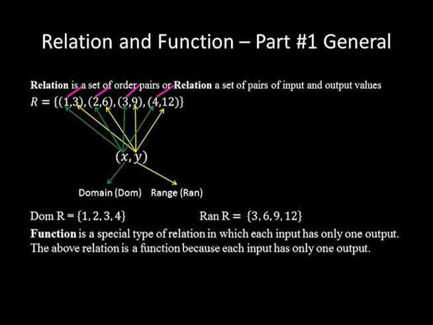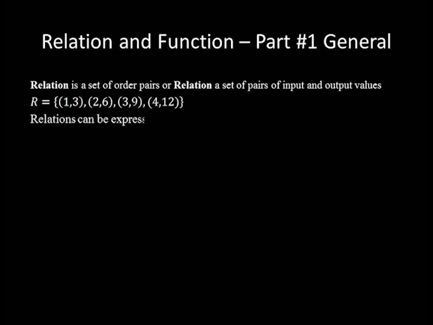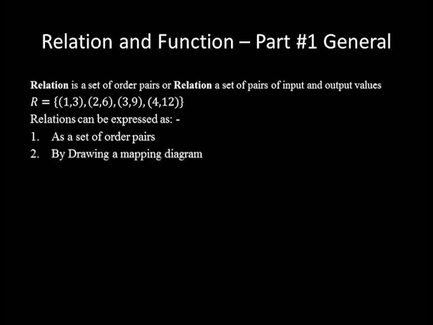Relations may not always be expressed in the form of ordered pairs, with a number of ways for expressing relations. Let's see some of them. As we have given above, relations are usually expressed as a set of ordered pairs. Second, relations can be expressed by using mapping diagrams. It's a diagram that maps or shows the correspondence between domain and range of the given relation.